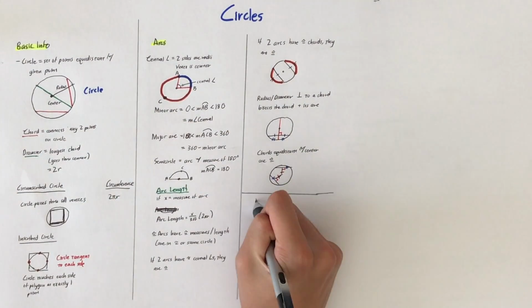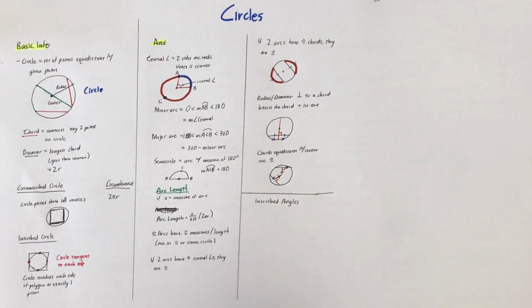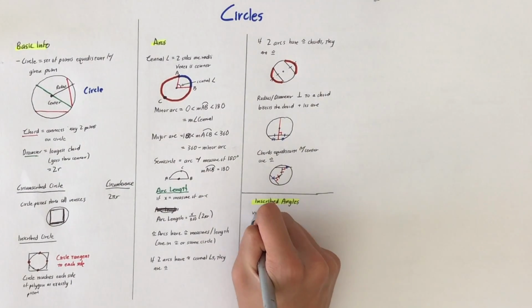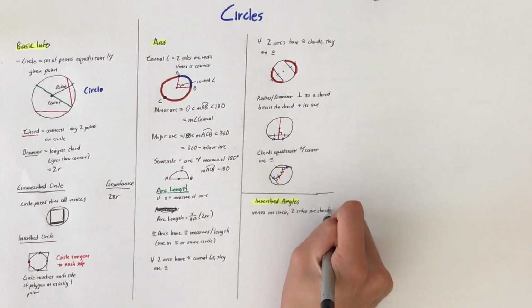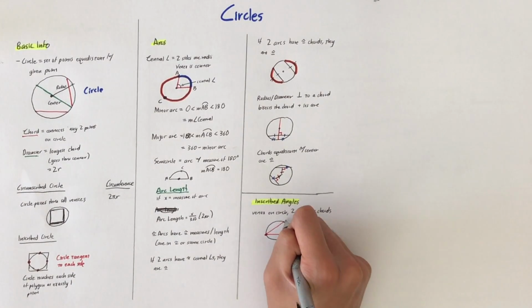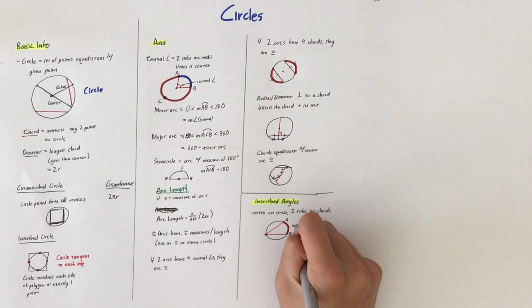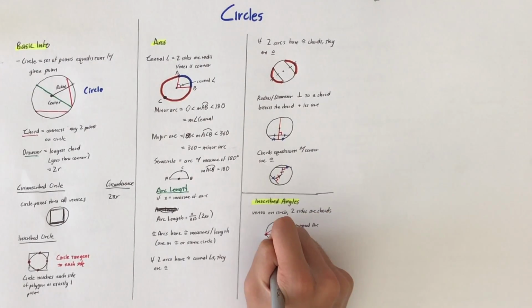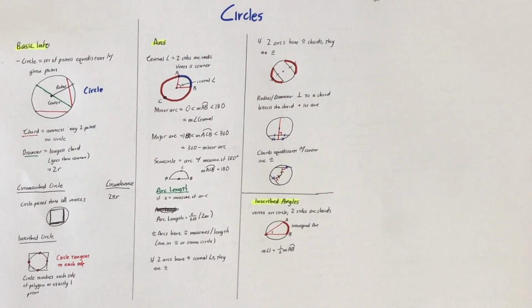Alright, then we get into the concept of inscribed angles. So an inscribed angle has a vertex on the circle itself, and its two sides are chords. The arc it forms is called the intercepted arc, so we'll call that arc AB. The measure of the inscribed angle is equal to 1/2 the measure of the arc. So the measure of the arc is also equal to 2 times the measure of the inscribed angle.